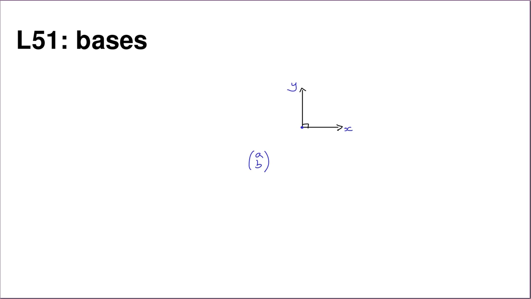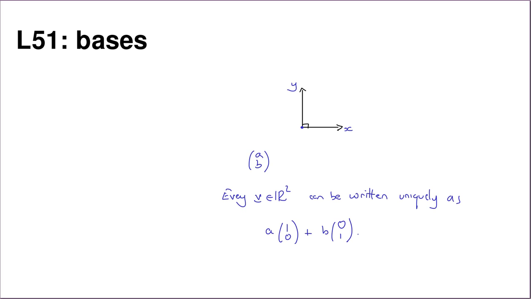And the reason that this is a useful construction is that every point can be uniquely represented in this way. In other words, every v in R squared can be written uniquely, so in only one way, as a multiple of (1, 0) plus a multiple of (0, 1), like this.